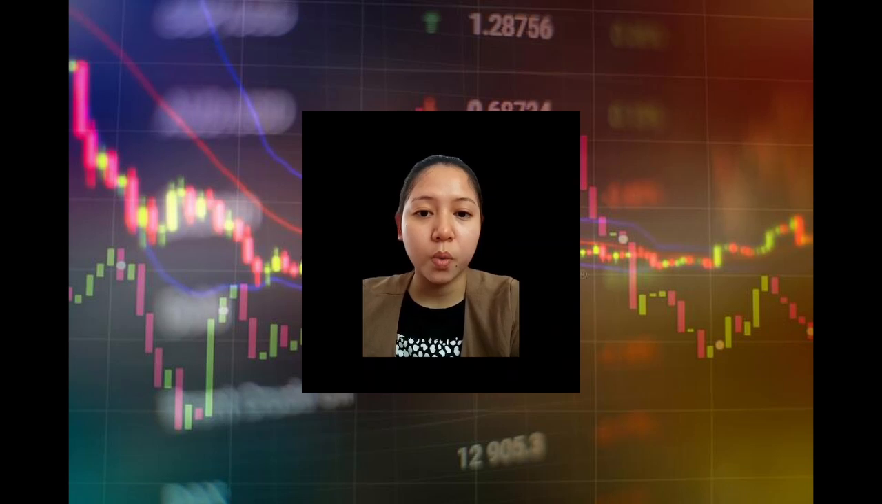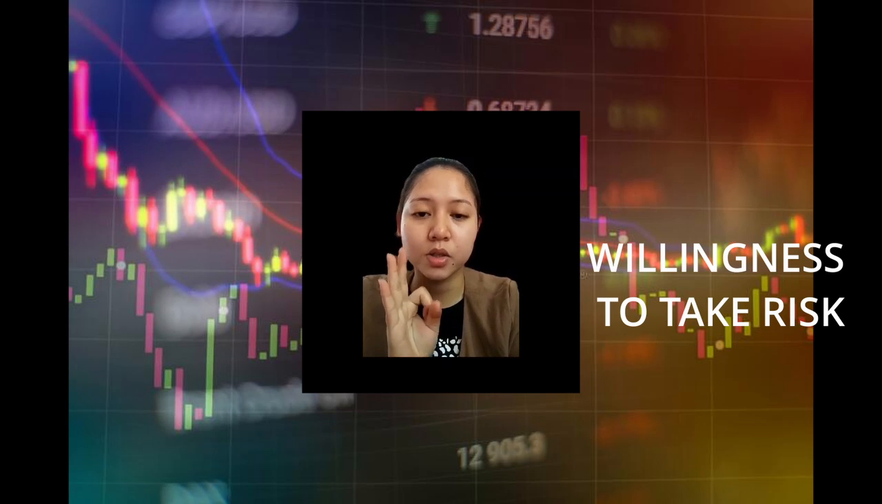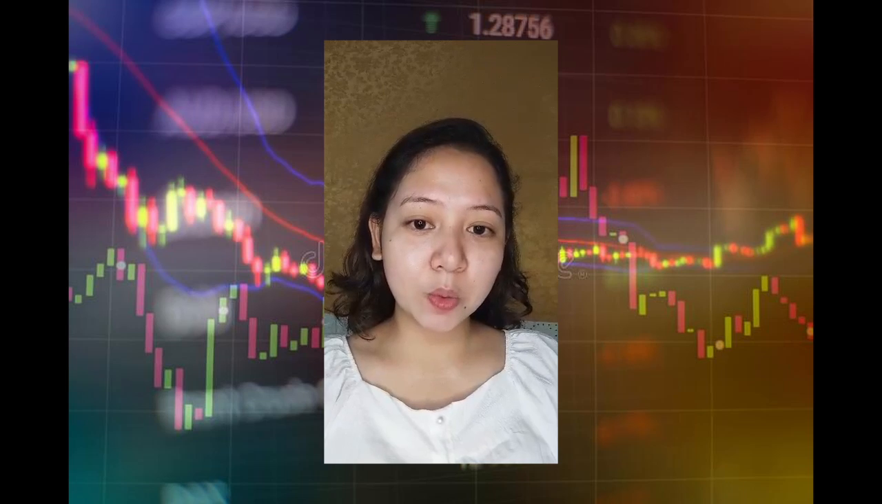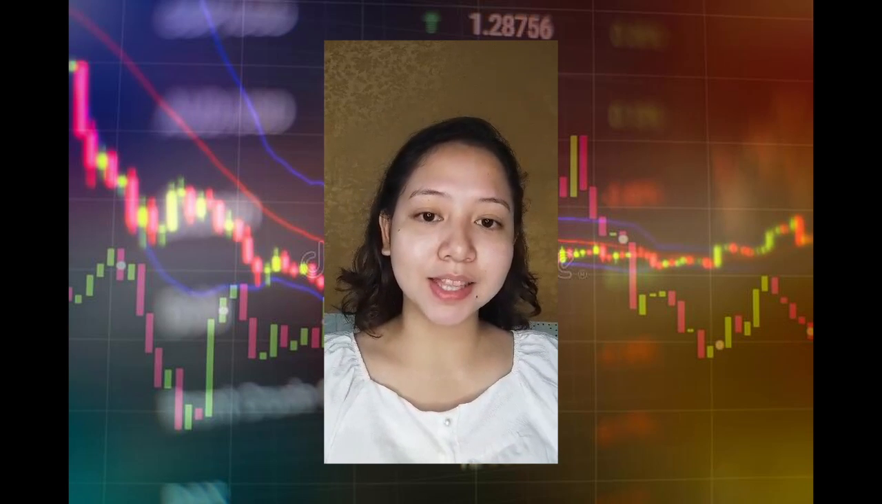For you to know what is best or fit for you to invest in, you should understand your risk appetite. Assess your risk appetite on three dimensions, which are needs, ability, and willingness to take risks. And that's the end of our topic. We hope that you have understood and gained knowledge about investment risk.